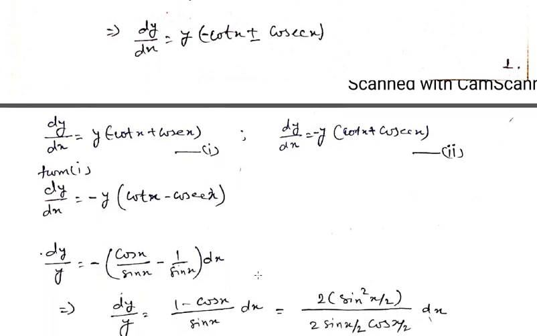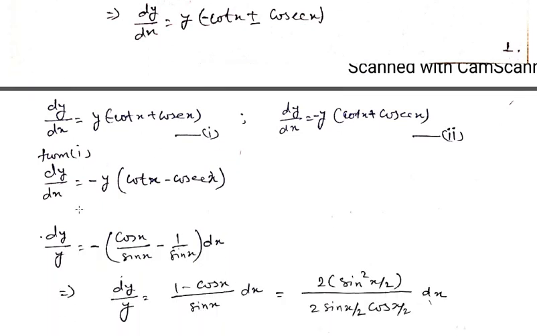Solve these equations. So from equation 1 we have dy upon dx is equal to minus y cot x minus cosec x. So we can write cot x as cos x upon sin x and cosec x as 1 upon sin x. Taking LCM as sin x, we get here cos x minus 1. So multiplying this minus sign, we have 1 minus cos x upon sin x.